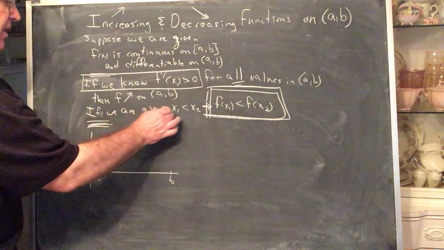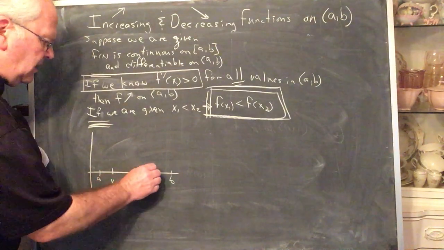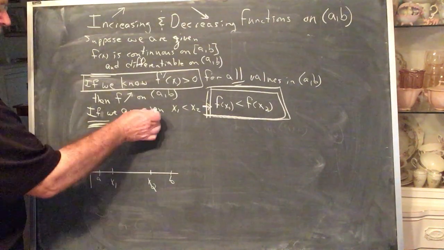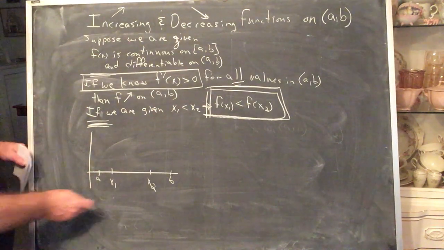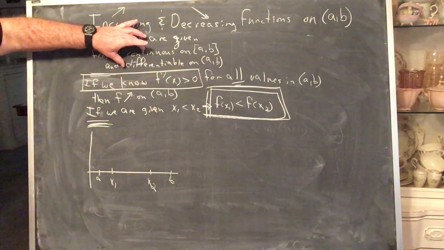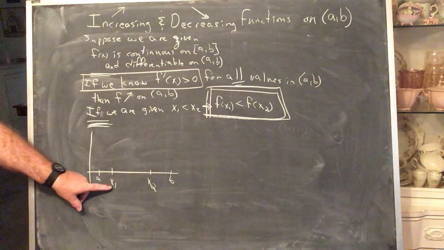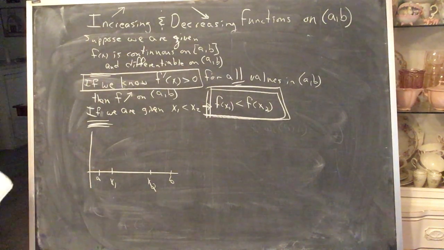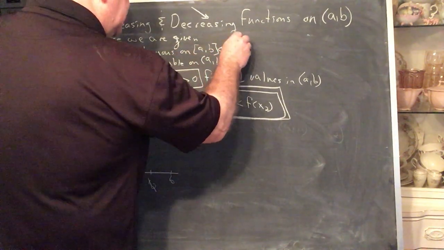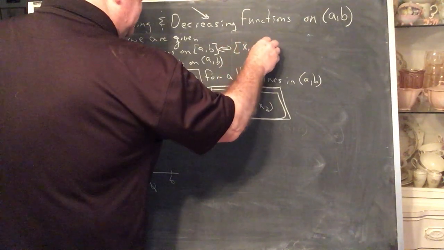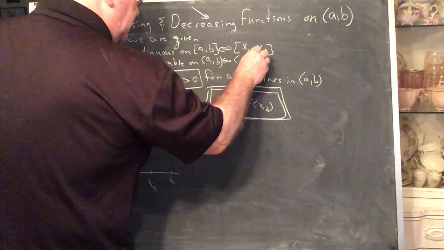So, suppose we're given x1, x2. So here's x1, and here's x2. We're given x1 less than x2. Each of these values is in this interval. So if the function is continuous and differentiable on the interval from a to b, it certainly is continuous and differentiable on the interval from x1 to x2. So f of x is continuous not only on this interval, it's also continuous on the closed interval x1, x2, and it's differentiable on the open interval from x1 to x2.